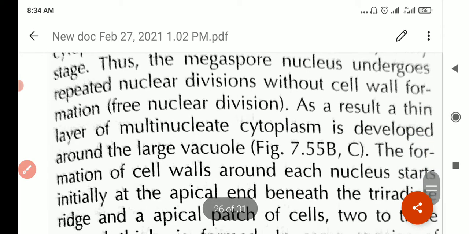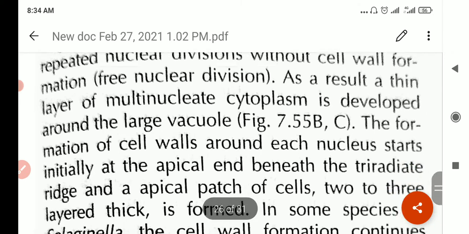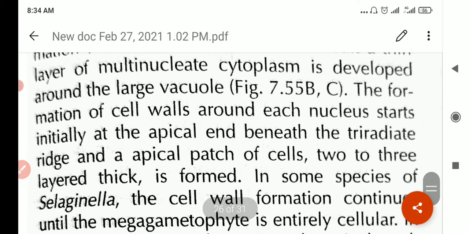As a result, we see a thin layer of multinucleate cytoplasm around the large vacuole, because there was free nuclear division, so there are so many nuclei. So there will be a thin layer of multinucleate cytoplasm around the vacuole. Then the formation of cell wall around each nucleus will start.